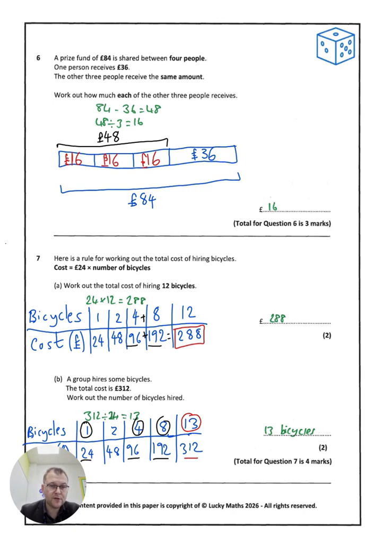Question 7, I've chosen to use a ratio table to show if 1 bike costs £24, 2 bikes 48, and so forth, by doubling. 12 bikes is made from 4 bikes plus 8 bikes. 96 plus 192 is 288. And similarly, the question below that, if I add the 8, the 4, and the 1 bicycle together, 192, 96, and 24, the numbers on the bottom equal 312, meaning that must have been 13 bicycles.